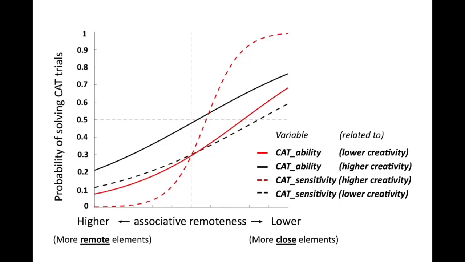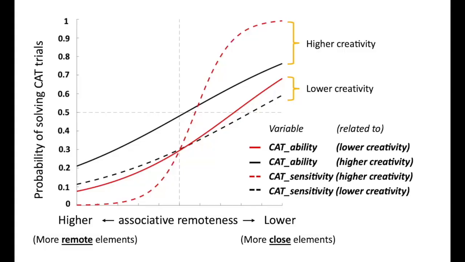Here on the y-axis we have the probability of solving the CAT trials, and on the x-axis we have the variation of the associative remoteness in the different trials. We can see here the plot of four different participants. Two of them have a higher ability of solving the CAT trials, and they also perform better as we increase the associative remoteness between the keywords and the expected response. And here we can see two other participants with a lower ability of solving the CAT trials.